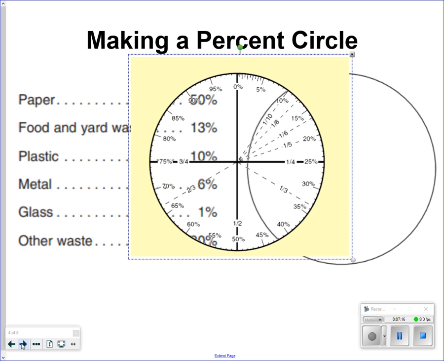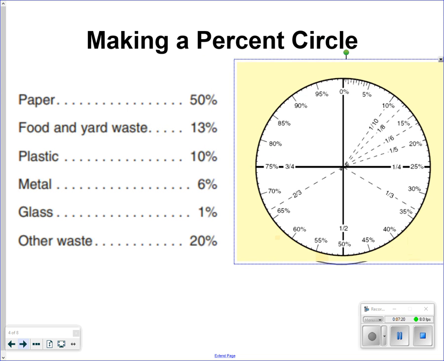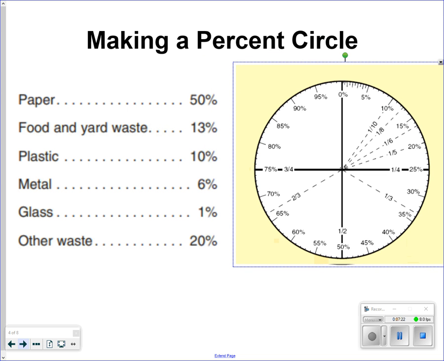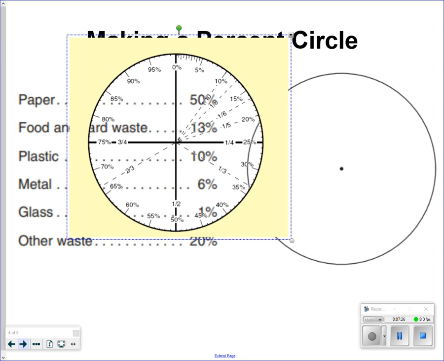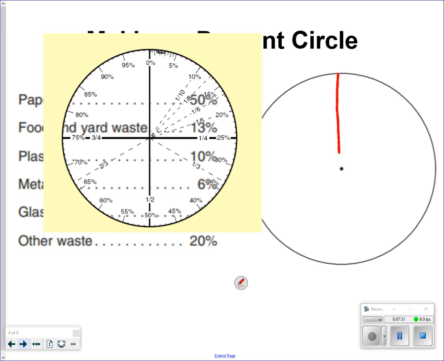Now we're going to be making some percent circles. These are really fun. So I'm going to put my percent circle, you have one of these on your templates, right over that circle there. So you're wondering, how do I do this? Well, this is how you do it. So right away, you need to draw a starter line. And it looks just like this. That's my starter line, regardless of what you do.